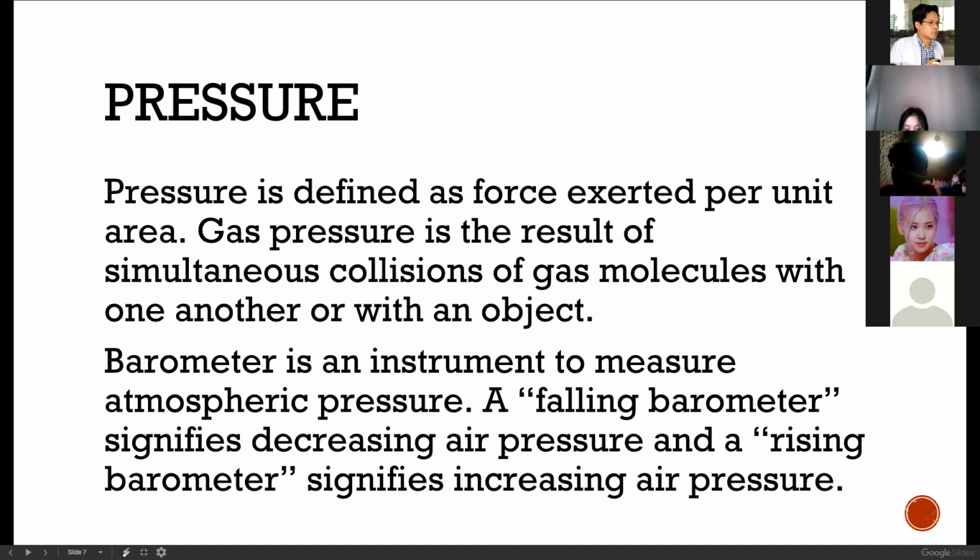So you can actually experience air pressure anywhere. Even in your tire, when you compress your tire, you are also putting pressure on them because they have simultaneous collision, keeping the pressure intact in the tire.